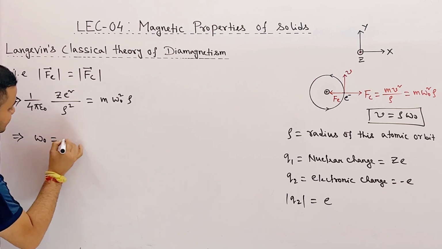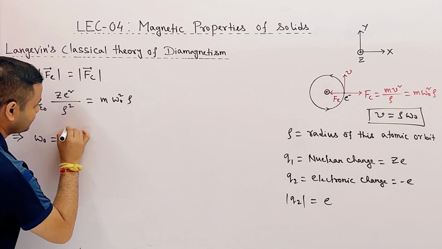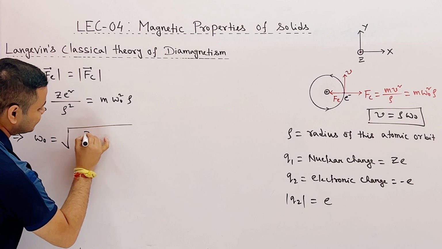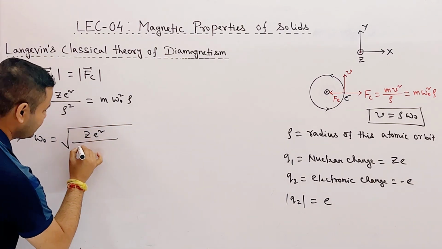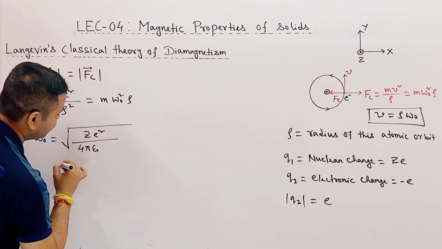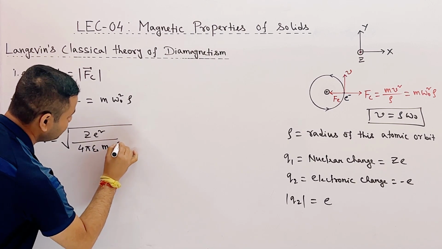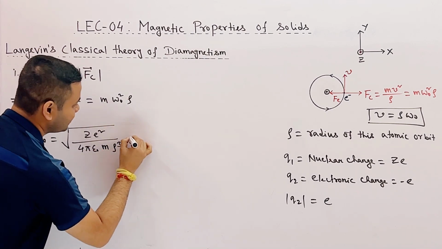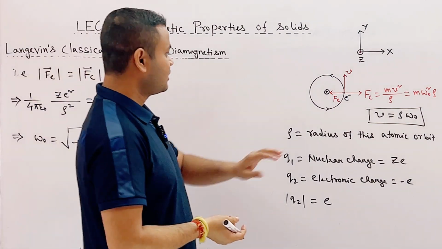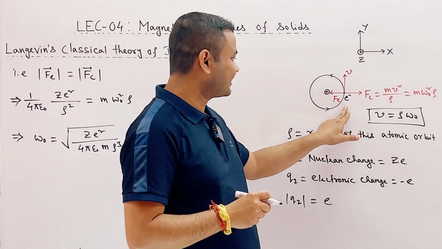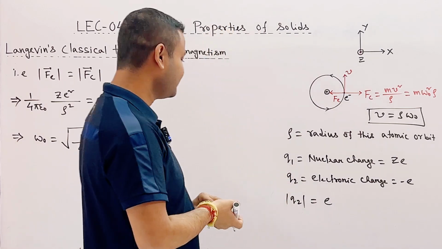omega naught as root over Z e square divided by 4 pi epsilon naught m into rho cube. So this is the value of angular frequency of this electron in absence of any external magnetic field.